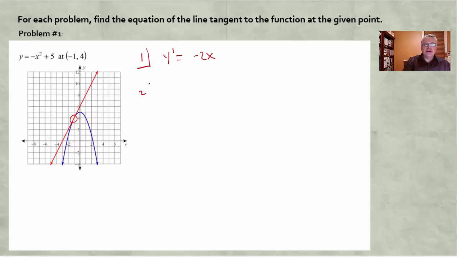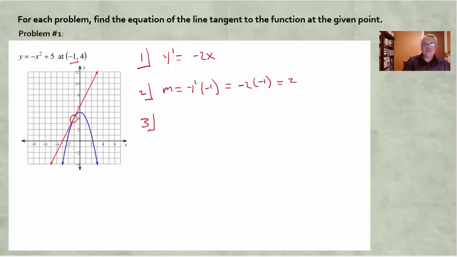The second step is to find the slope of the tangent line. We have to evaluate the derivative at the point. So the slope of the line would be y prime at, in this case, x equals negative 1. And that'd be negative 2 times negative 1. I'm just substituting negative 1 in for x in the derivative. And negative 2 times negative 1 is 2.